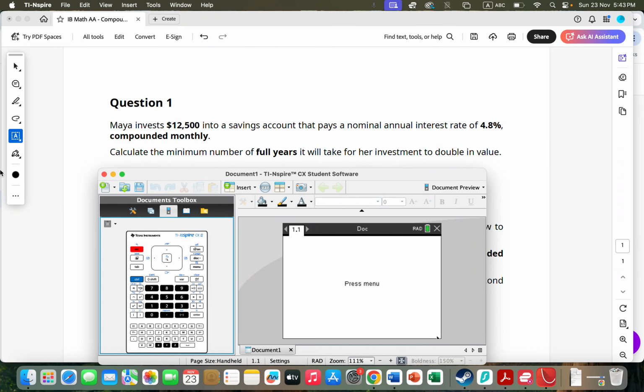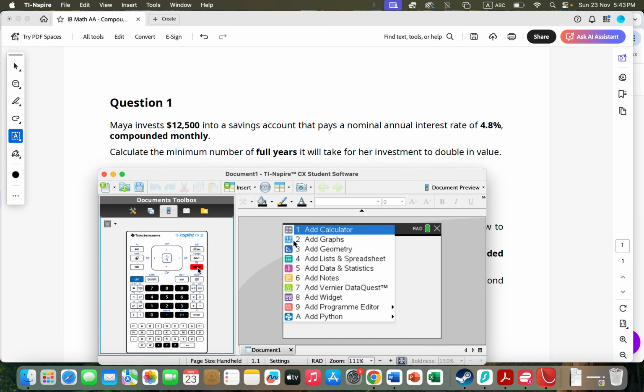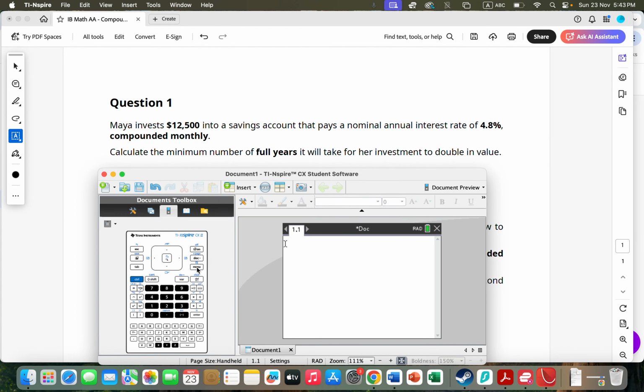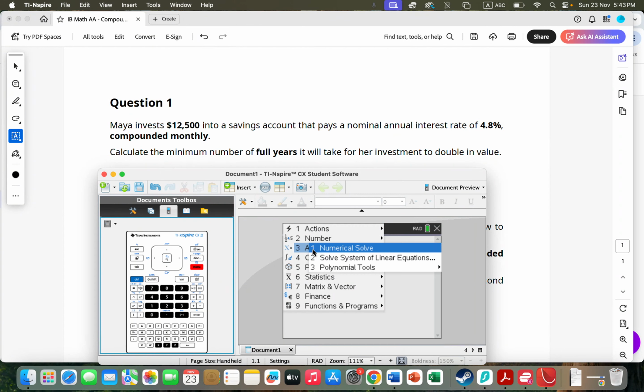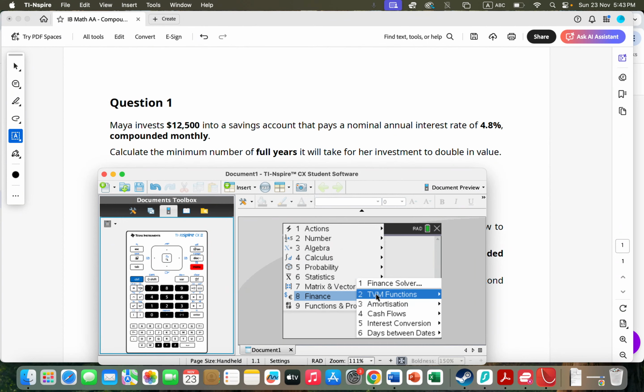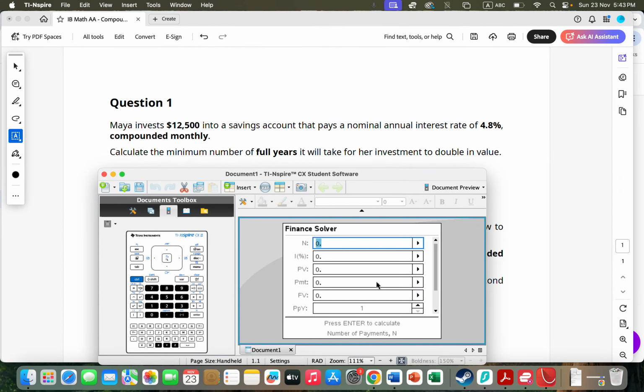Okay, so once you turn on the calculator, what we need to do is click onto menu. You could just add the calculator. Just go back to menu again. Choose algebra. Oh, sorry. Choose finance, and you want to click option 1, which is finance solver.